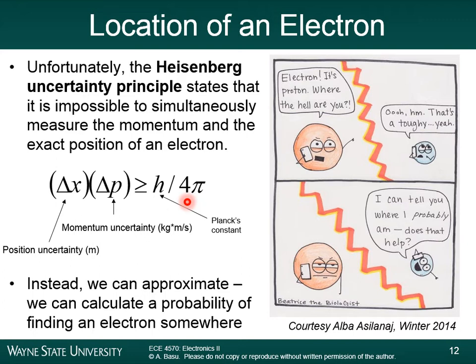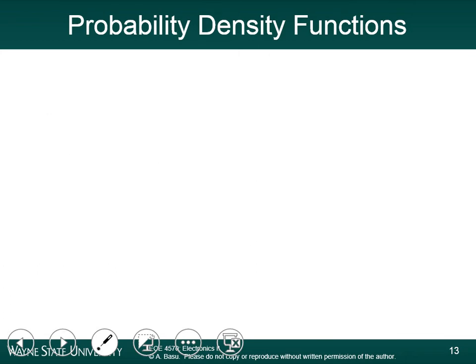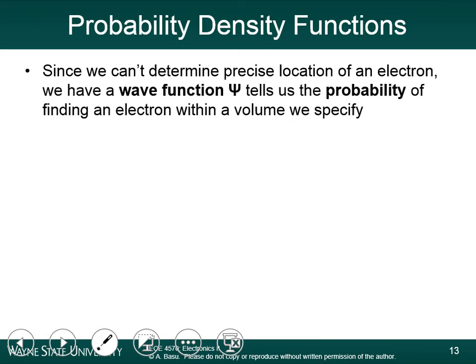So instead, like I said, we can calculate the probability that an electron will be somewhere. Getting into probability density functions then: since we can't determine the precise location of an electron, we have a wave function that tells us the probability of finding an electron within a volume that we specify. So that's getting back to this diagram here.